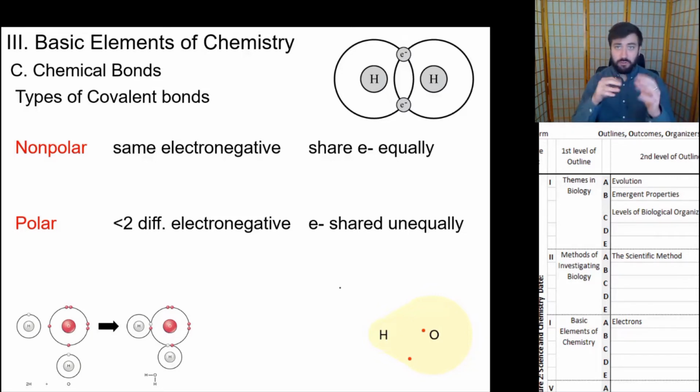They're still shared, they're still kind of mingling about together, but they tend to spend more time around the atom that is more electronegative. For example, in water, oxygen's much more electronegative than the hydrogens that are attached to it. So the electrons from the hydrogen tend to spend more time around that oxygen. So that's why it's a polar covalent bond.